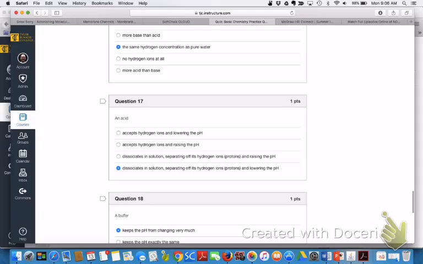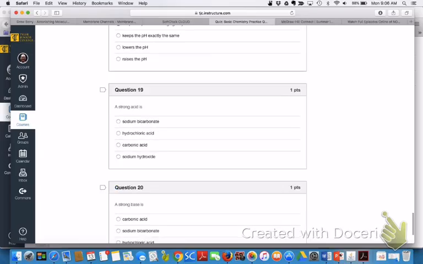Okay, so now for question 19, we have a list of substances, and I'm asking you which one of those is a strong acid. Sodium bicarb, hydrochloric acid, carbonic acid, sodium hydroxide. Hydrochloric acid is a strong acid. What does it mean to be a strong acid? It means when you put that in water, it completely dissociates. Every little molecule of HCl will separate into an H and a Cl. It donates all the hydrogens it has, every one of them.